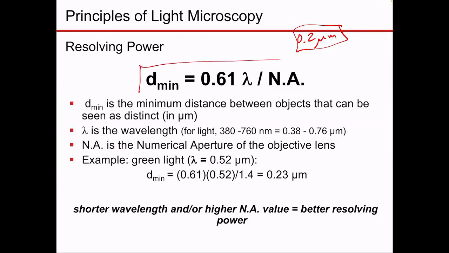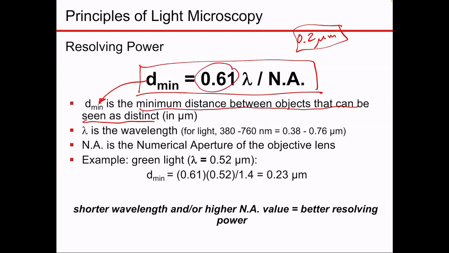This is the minimum distance between objects that can be seen as distinct. So this is basically the resolving power that we're calculating. It has a constant value multiplied by the wavelength of light that is being used, and is divided by the numerical aperture.